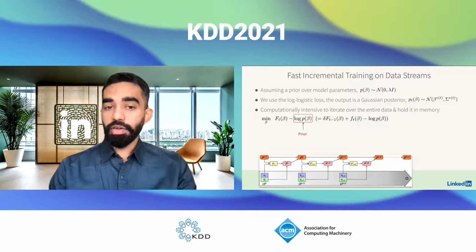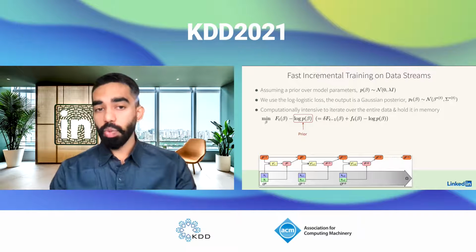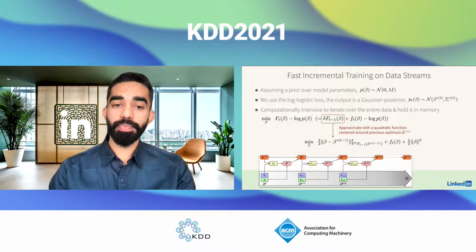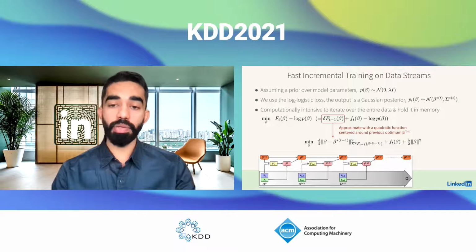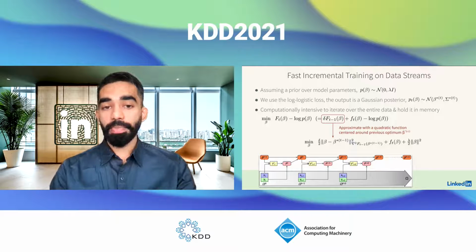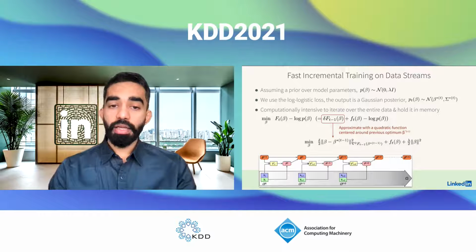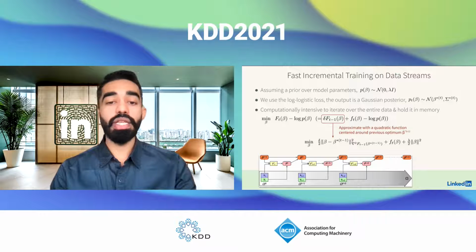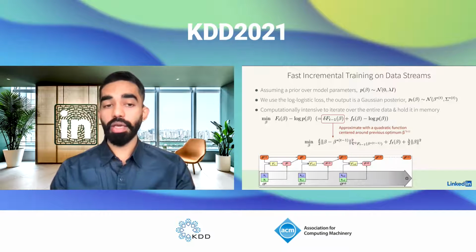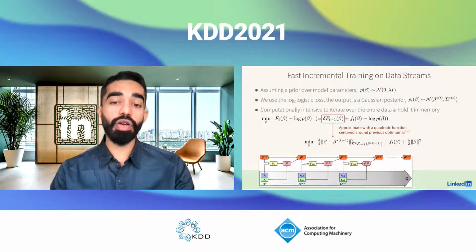Although this still depends on the historical data indirectly through f_{t-1}, we can now introduce an approximation. We approximate this function using a quadratic function that is centered around the previous optimum, beta_{t-1}, to get a new loss function. As you see, this function only depends on the current mini batch of data and the solution up to the previous mini batch. We don't need all of the data from time 0 through time t-1 anymore. And this way, we can train just on the mini batch of data as long as we know the previous solution.